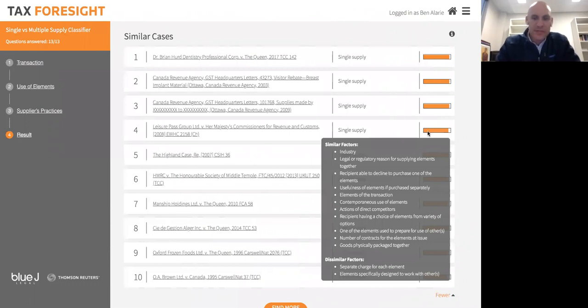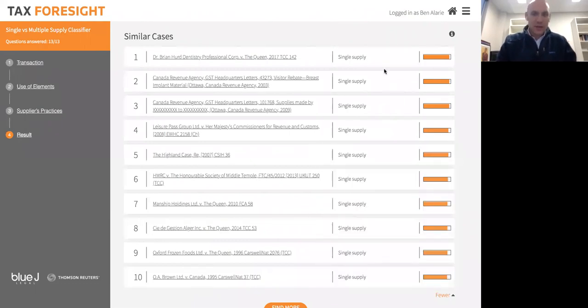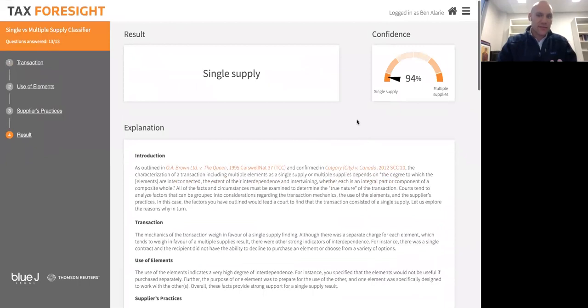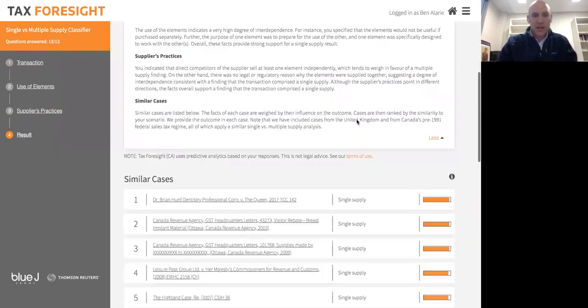So those dissimilar factors are ambiguous, which is probably why, and it's got a ton in common with our situation here, no surprise that it comes out as single supply. But the uniformity of these similar cases all pointing to a single supply means that the algorithm is pretty confident that if this case were to come to court, it would go in the direction of single supply. Okay.